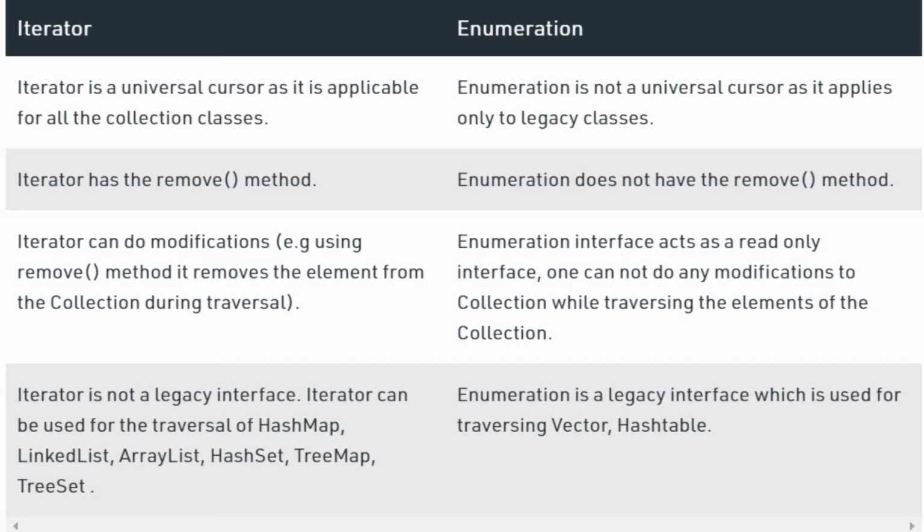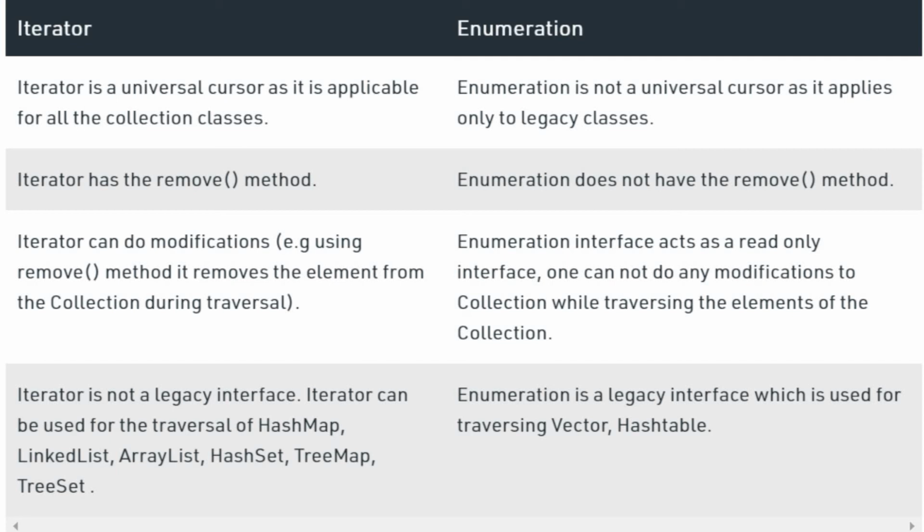What is the difference between Iterator and Enumeration? Iterator is a universal cursor as it is applicable to all the collection classes. Enumeration is not a universal cursor. It applies only to legacy classes. Iterator has the remove method. Enumeration does not have the remove method.